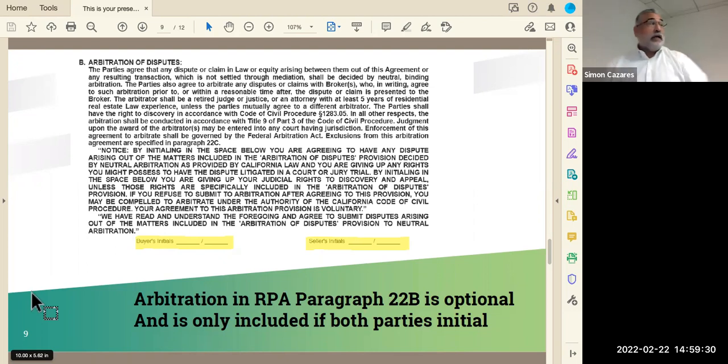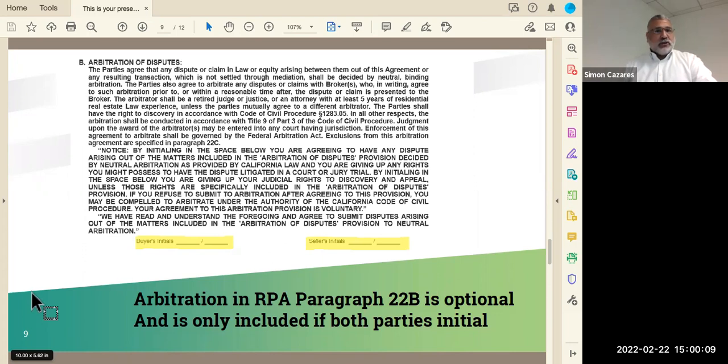Yeah, very good. So here's a paragraph of the purchase agreement, 22B as in boy, arbitration of disputes. Now, this is voluntary, meaning that the buyer or the seller does not have to sign off on this, okay? So if you read, it says the parties agree that any dispute or claim in law or equity arising between them out of this agreement, meaning the purchase agreement, or any resulting transaction which is not settled through mediation shall be decided by neutral binding arbitration.